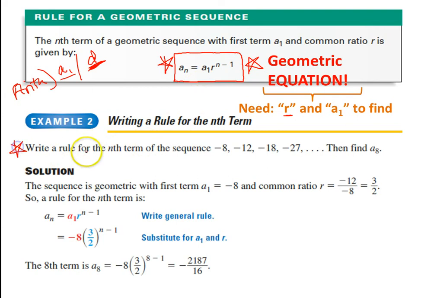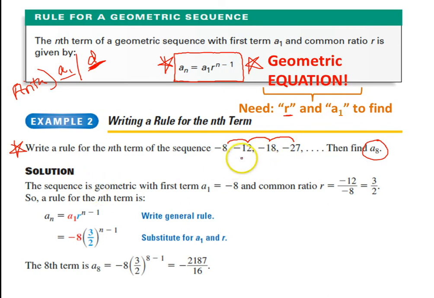So our example: write a rule for the nth term of the sequence negative 8, negative 12, negative 18, negative 27, and then find a sub 8. Again, we're going to wait to do this till the very end. So write a rule. Look at the differences first. Negative 8 to negative 12 goes down by 4. Negative 12 to negative 18 goes down by 6. Negative 18 to negative 27 goes down by 9. So that's not a difference. It's going down by a different number each time.